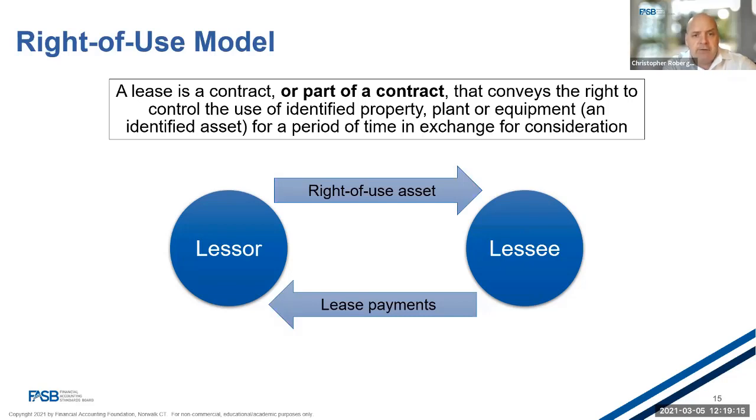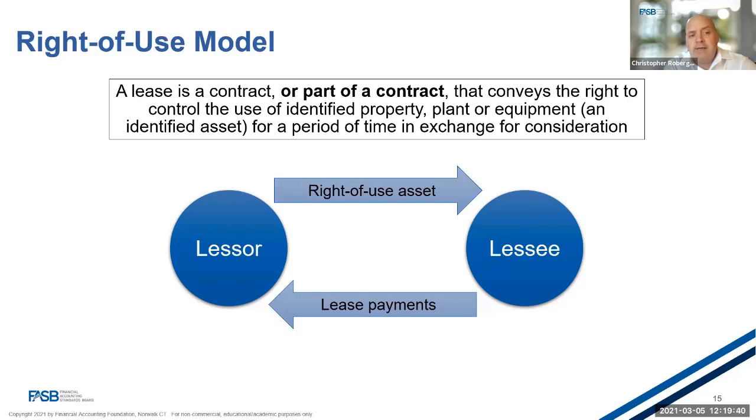We get to that conveys the right to control the use of identified PP&E. Here, what the board tried to do and did was align the control principle in the leasing guidance with the control principle in Topic 606, revenue recognition, and Topic 810, consolidations.